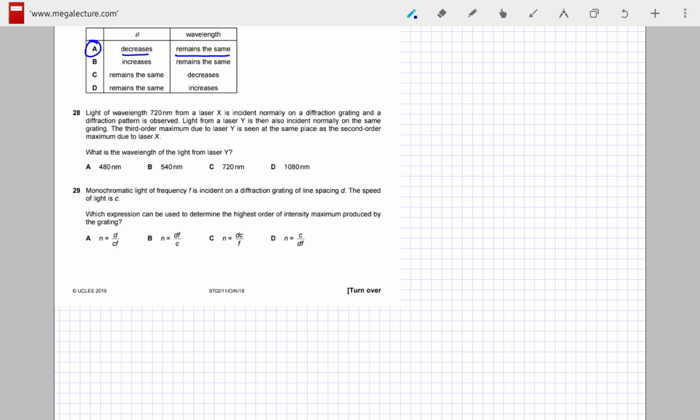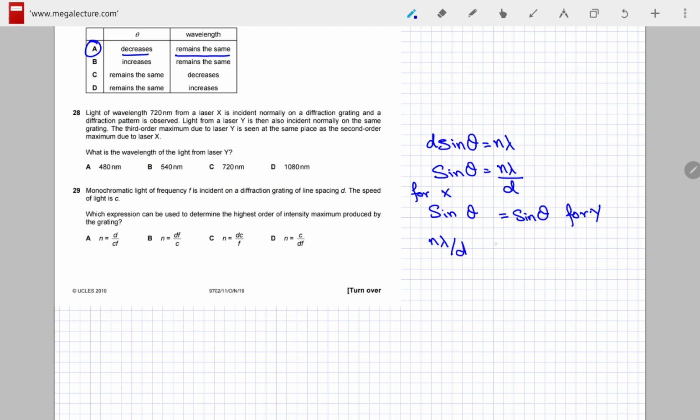So we know an expression for diffraction grating, right? It is d sine theta is equal to n lambda, and we will rearrange this so that sine theta is equal to n lambda over d. Now the third order maximum of Y is seen at the same place as the second order maximum of X. So for X we have sine theta, is equal to sine theta for Y, and n lambda over d for X is equal to n lambda by d for Y.